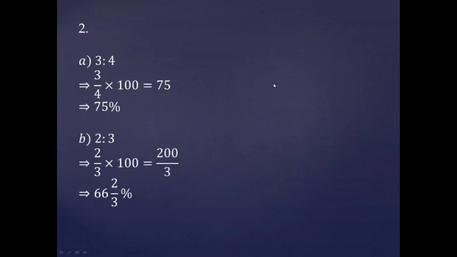In question number 2 we have 3:4. We are going to find its percentage.